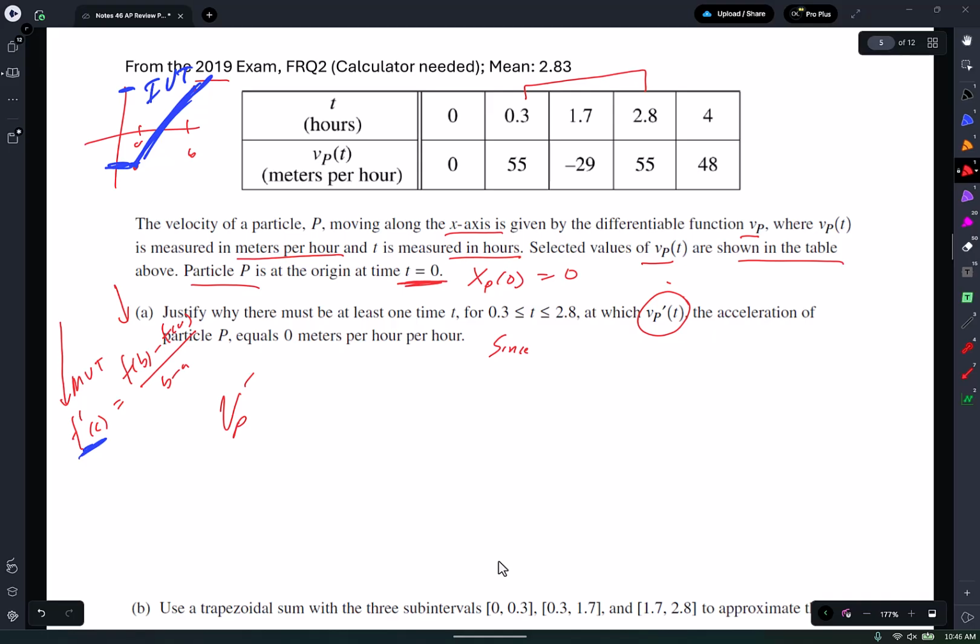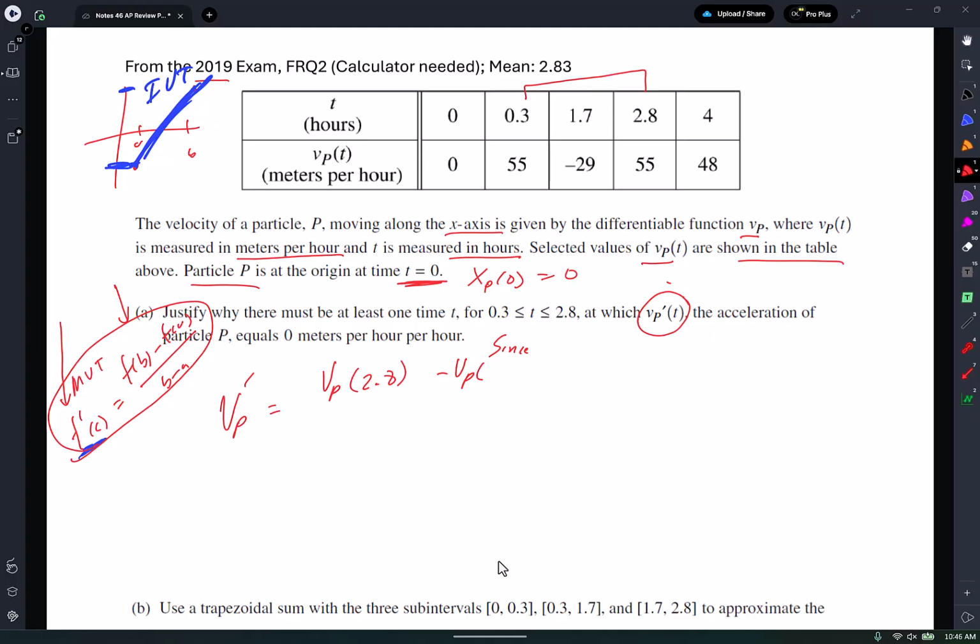Because you guys understand the mean value theorem, F prime of C equals F of B minus F of A over B minus A. So it's probably a hint for you to use. They'll probably want you to say V prime of P equals V of P at 2.8 minus V of P at 0.3, over 2.8 minus 0.3. They probably did that on purpose to see that you could use your mean value theorem, just kind of giving you a nudge.